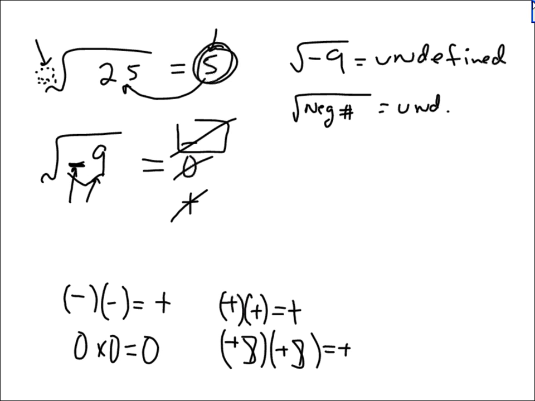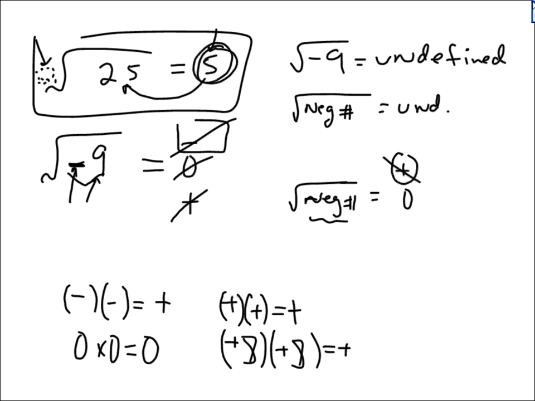Because again, the square root of a negative number can't be a positive number, because when I square that positive number, I'll get a positive number. I won't get negative. It can't be the number 0. Remember up here at top left, the square root of 25 is 5 for 2 reasons. One, 5 is not negative. And when I multiply 5 by itself, I get 25. When I multiply 0 by itself, I don't get a negative number. I get 0.